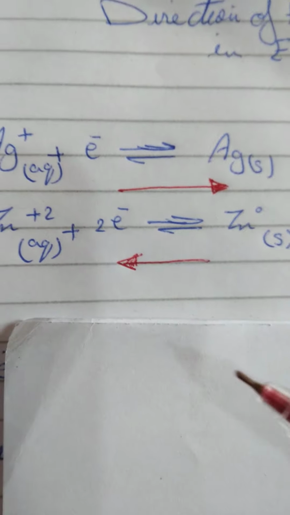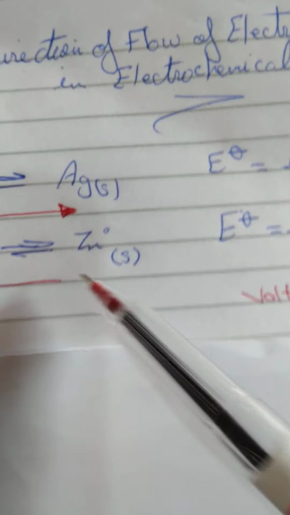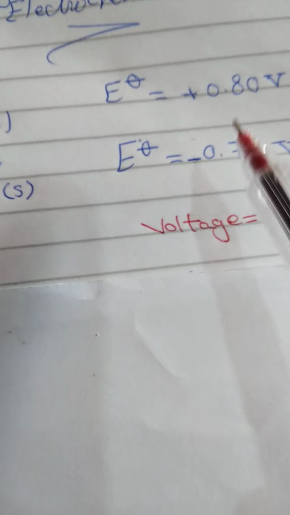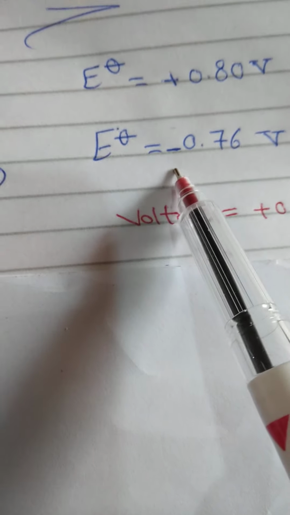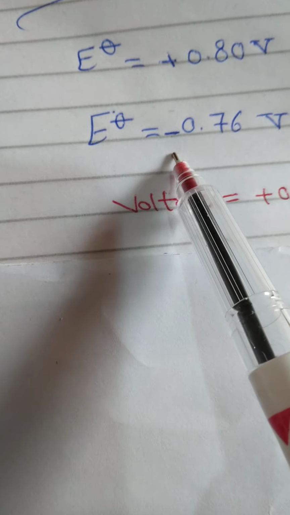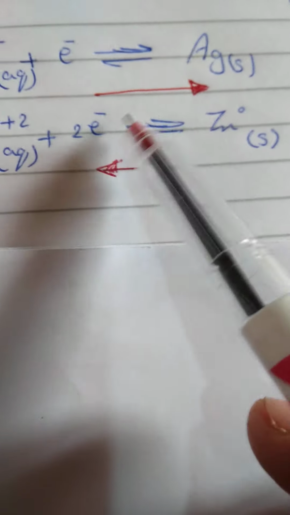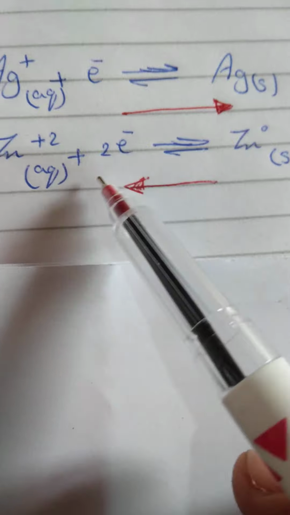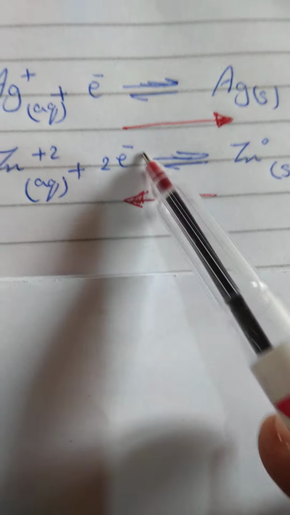Okay, what is the direction of flow of electrons here? As we said before, the more negative or less positive E standard tells us that this system will be the source of electrons. What does it mean that it is the source of electrons? In this system with the more negative value, the equilibrium of the redox system will be shifted towards the left, or towards the production of electrons.